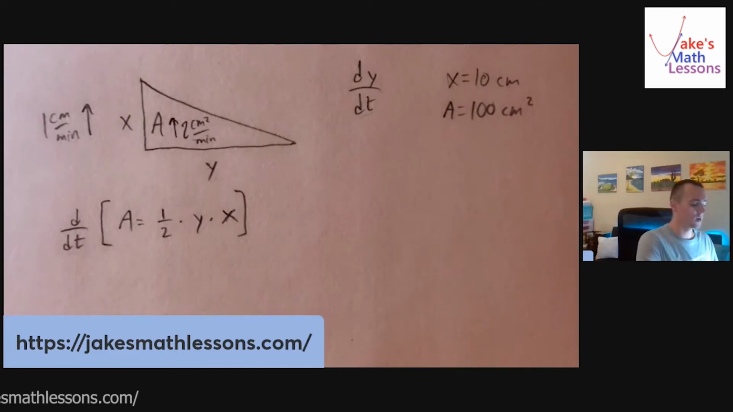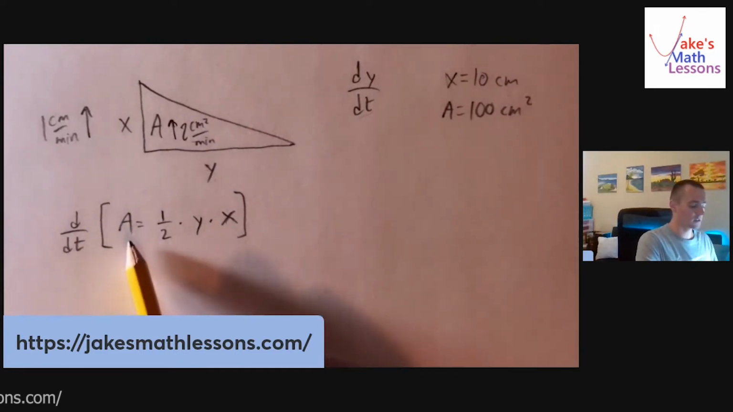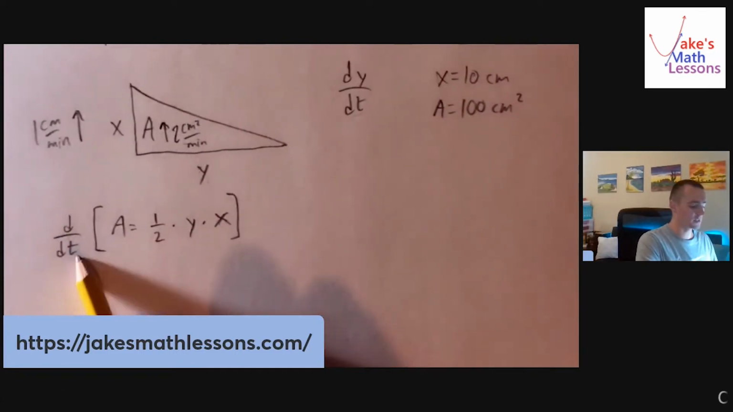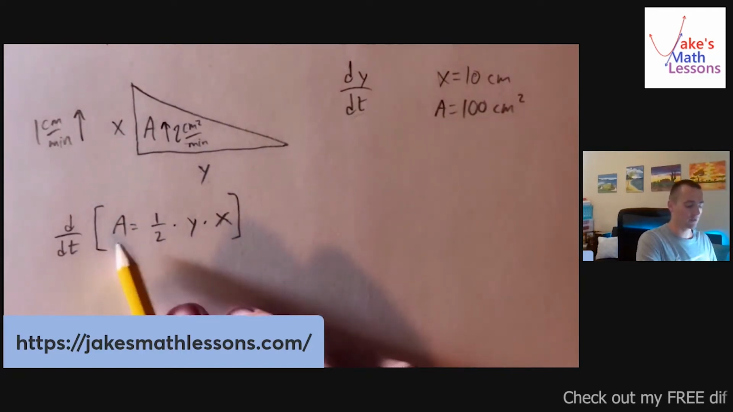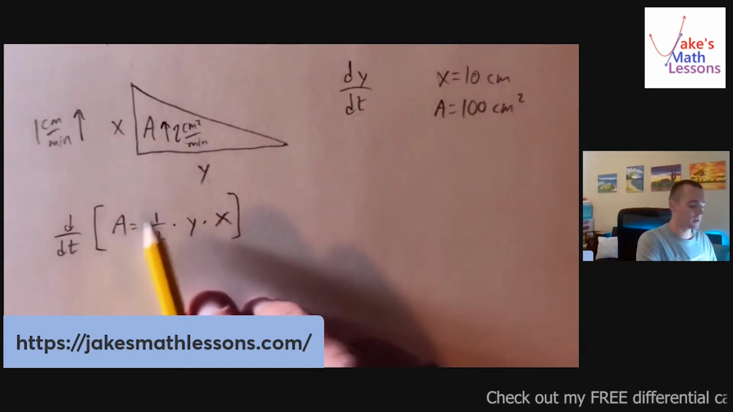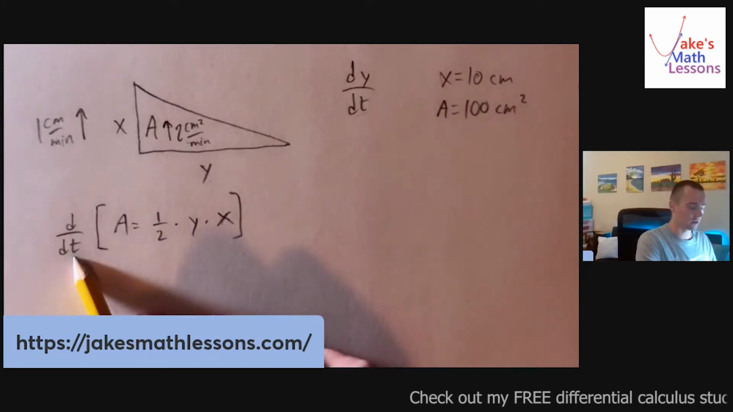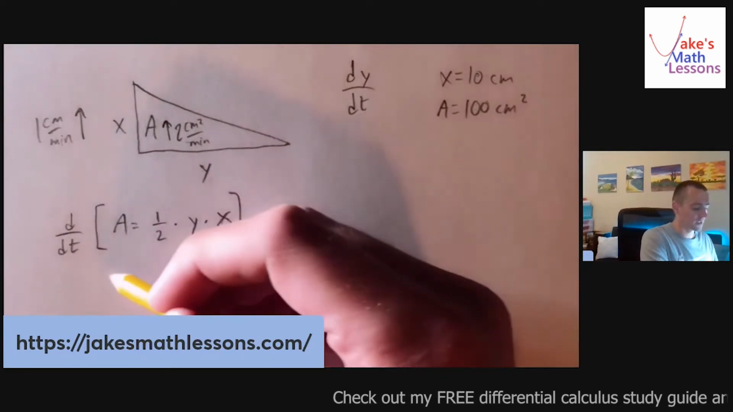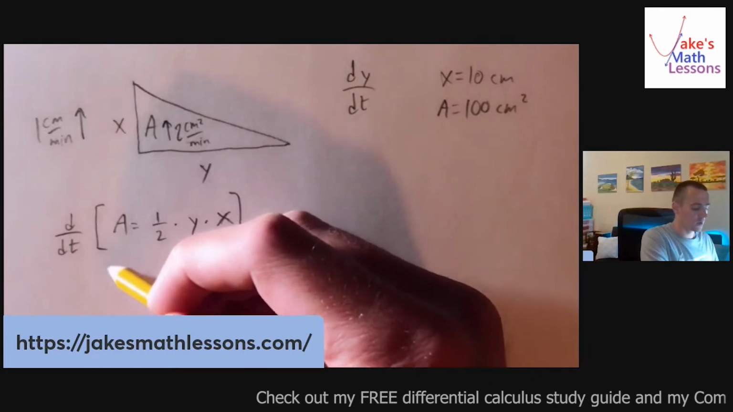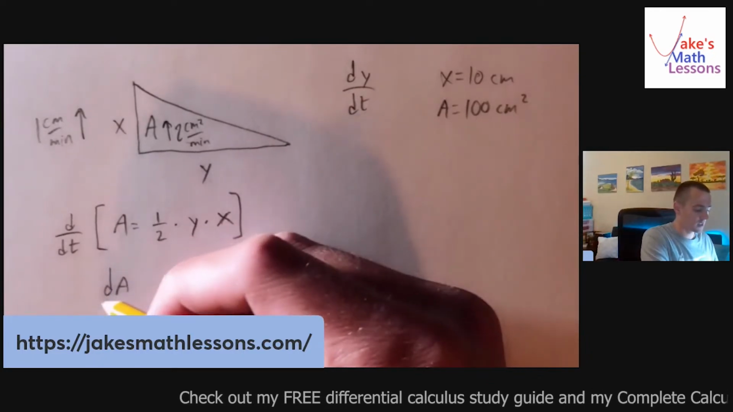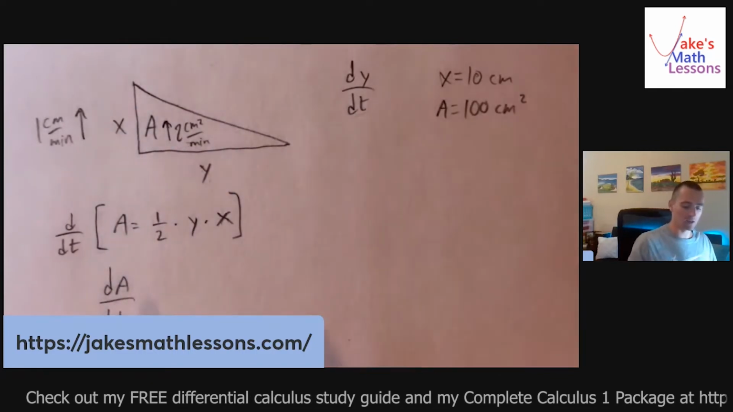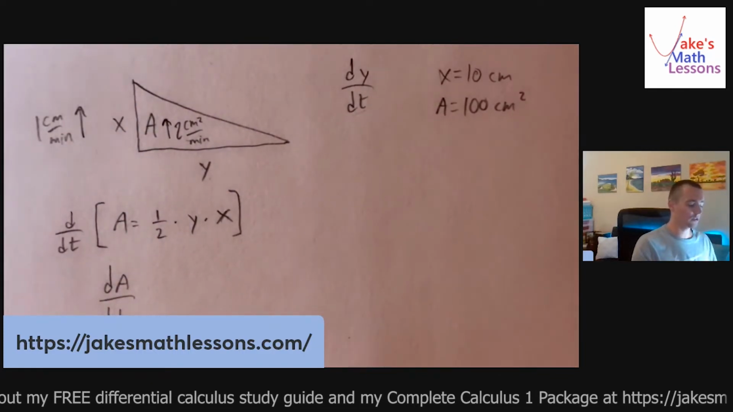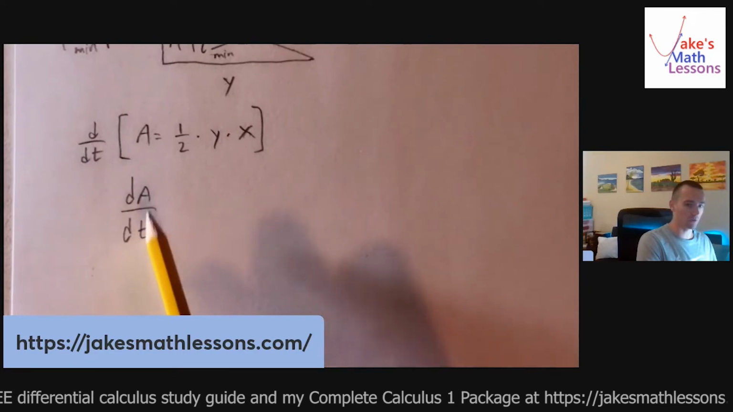So, starting with the left side, to take the derivative of a with respect to t, since we don't know a, I mean, we know what a is in relation to x and y, but we don't know what a is in relation to t, which is our variable. What we want to do is just take the derivative with respect to time. Well, the best we can do is to say that the derivative of a with respect to time is just going to be dA/dt, because that literally just means the derivative of a with respect to t.